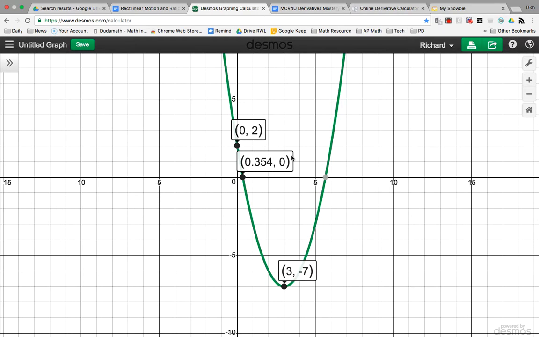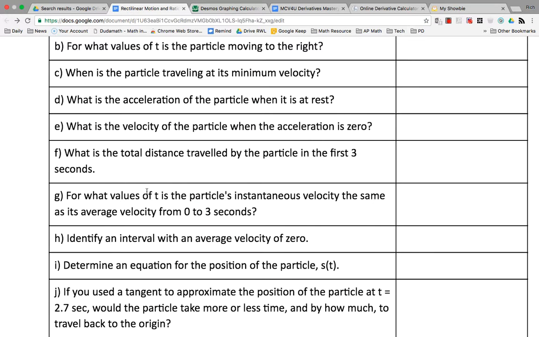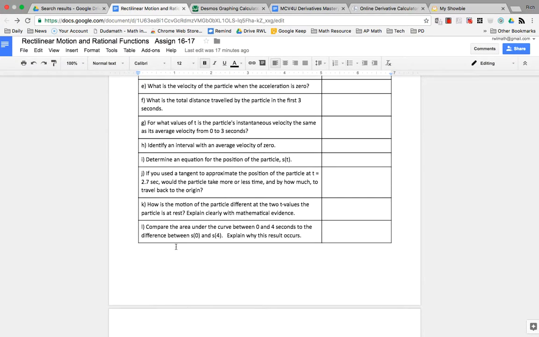Distance is not a signed quantity, it's always positive. Displacement is a signed quantity. Okay, so that's that question.